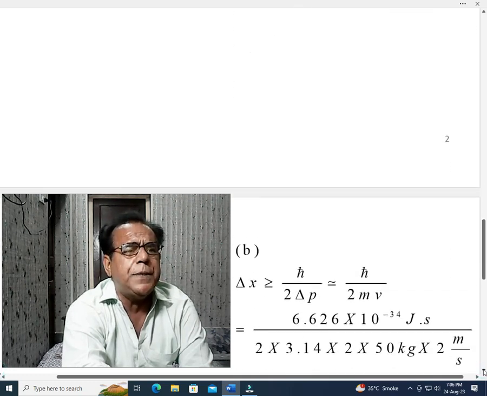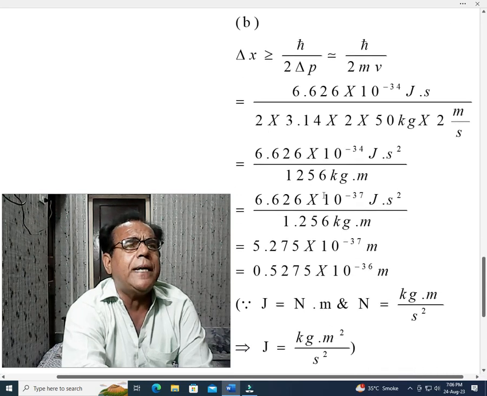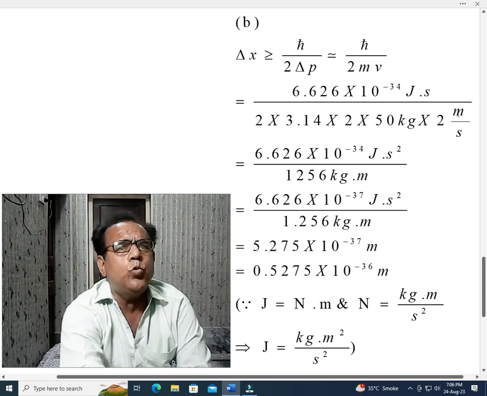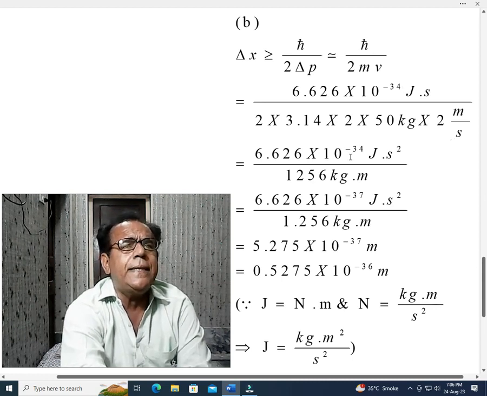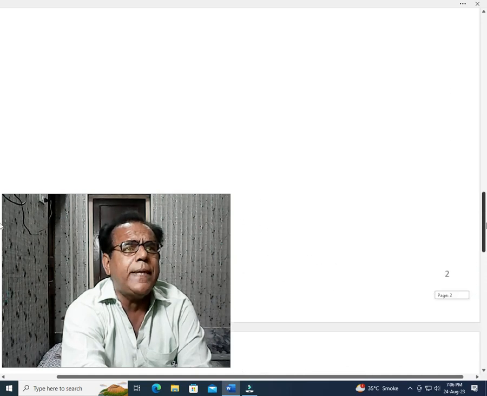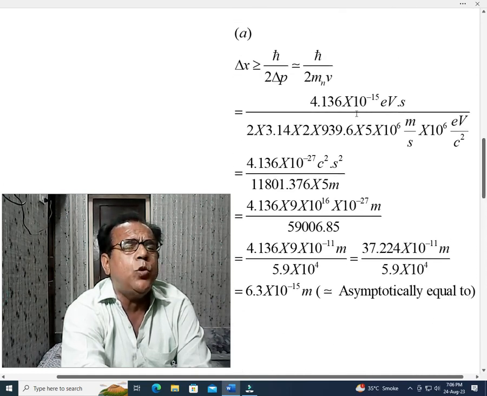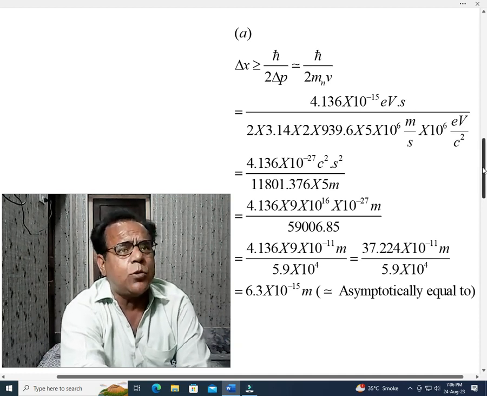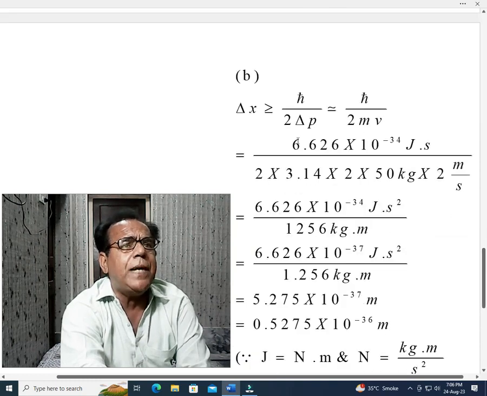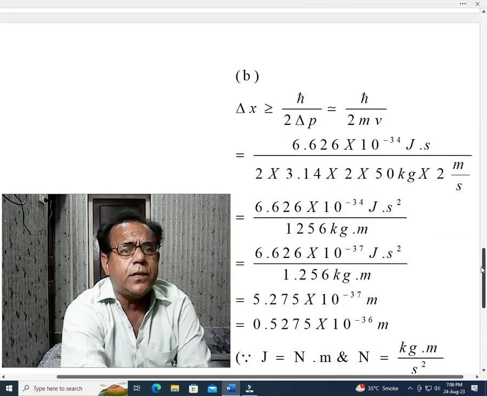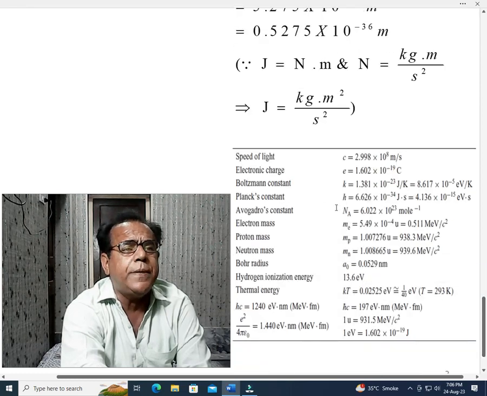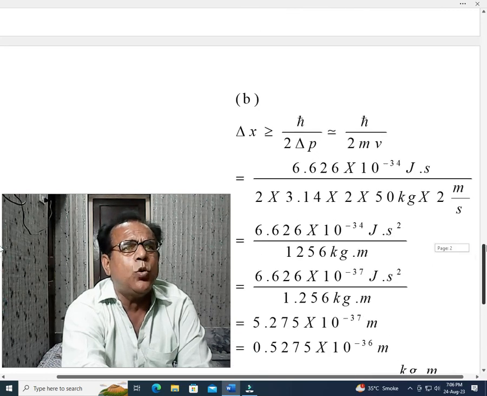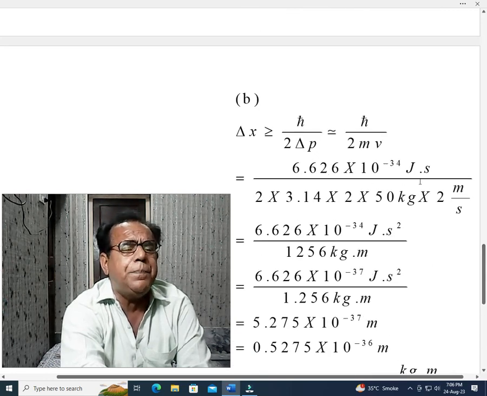Now we come towards part B. Same procedure as in part A, except that here we are taking the 50 kilogram mass and 2 meter per second. The other difference, dear students, is that in part A we have taken the value of Planck's constant h in terms of electron volt second, but in part B we are taking the value of Planck's constant h in terms of joule second, because h is given in both patterns. So in part A one pattern and in part B the other pattern.